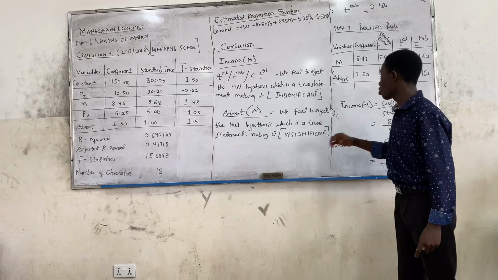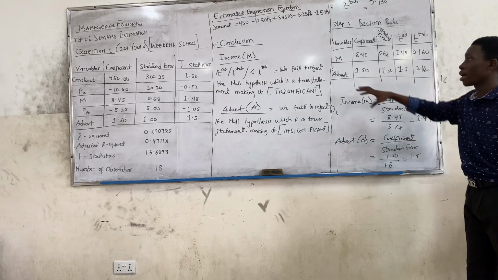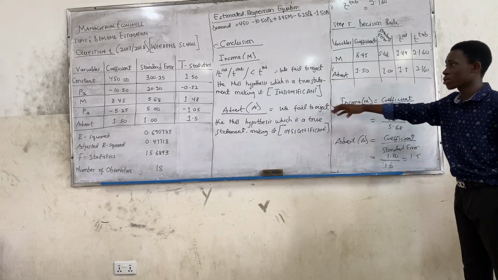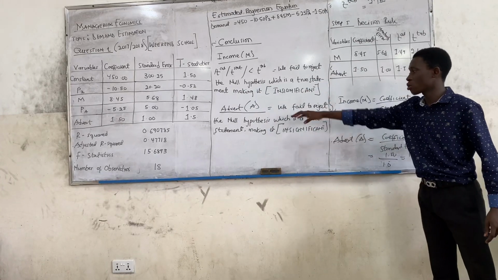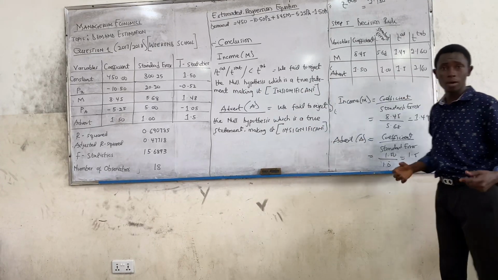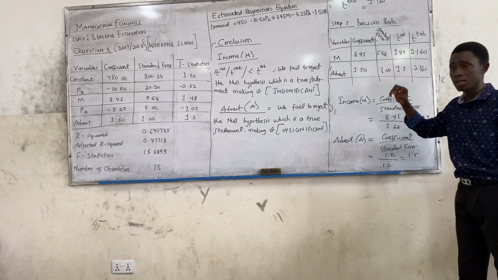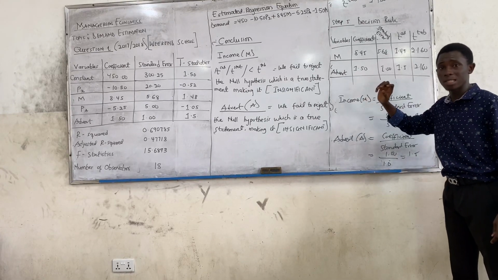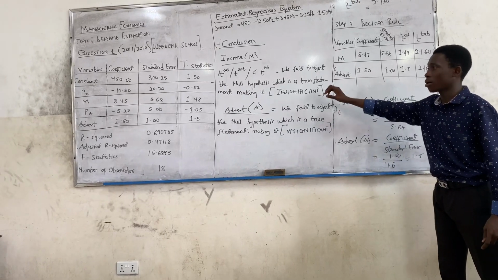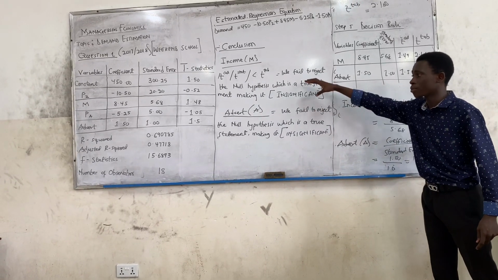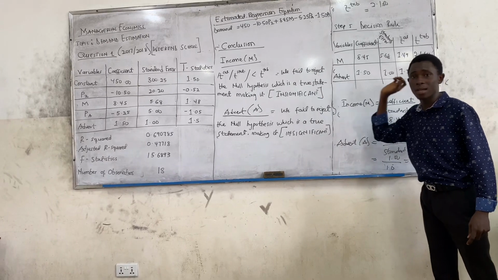So you conclude that since I was asked to test for income and advert, my income is insignificant, my advert is also insignificant. And we're given a level of significance of 5%. So 100 minus 5 is 95. So we are 95% confident that our explanatory variables, income and advert, are insignificant.